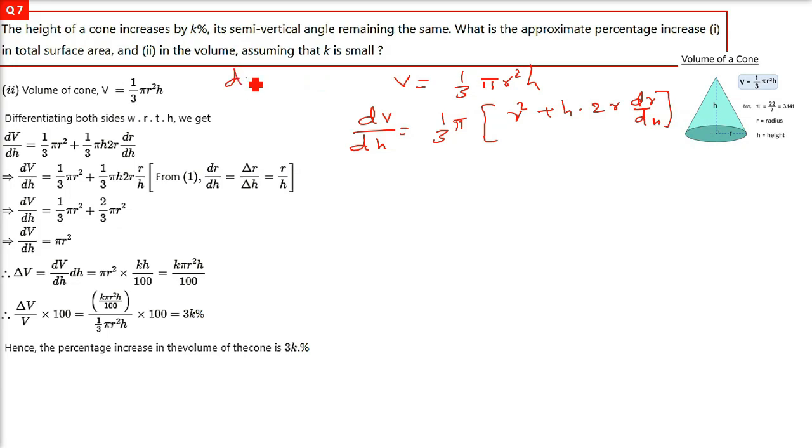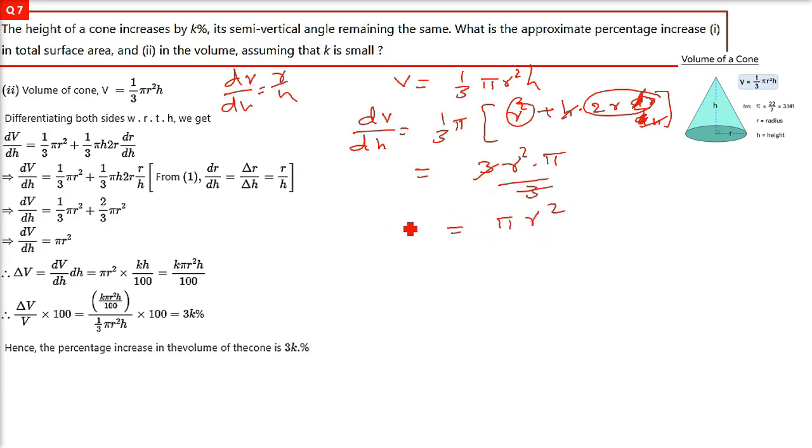I told you dr by dh can be written as r by h. So just write r by h in this case. H gets cancelled, you have 2r square here. 2r square plus r square is 3r square. So you have 3r square into pi by 3. 3 gets cancelled, dv by dh is simply pi r square. This is dv by dh is pi r square.